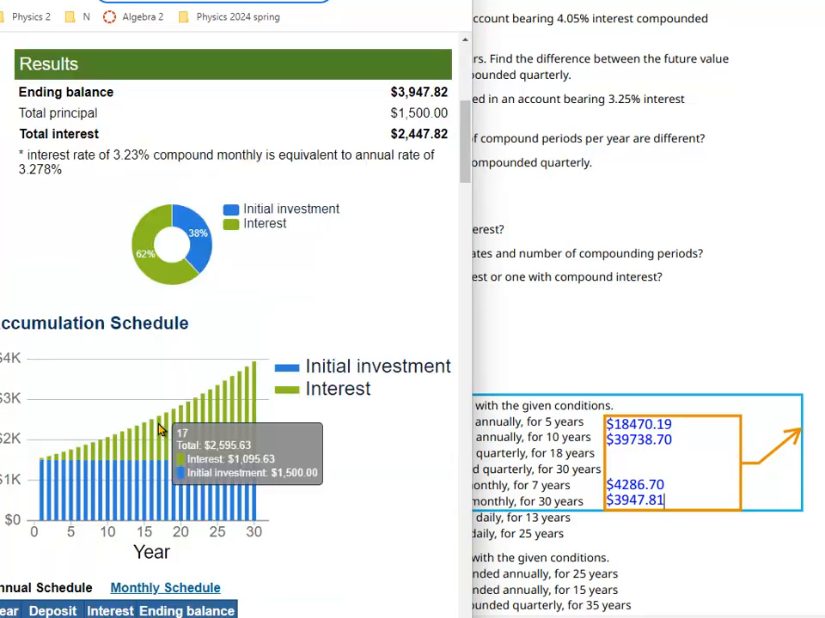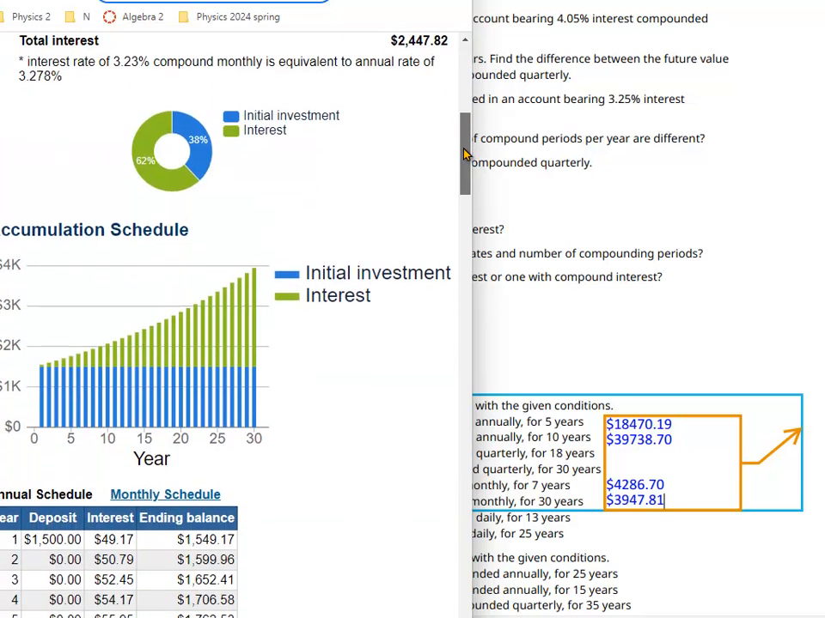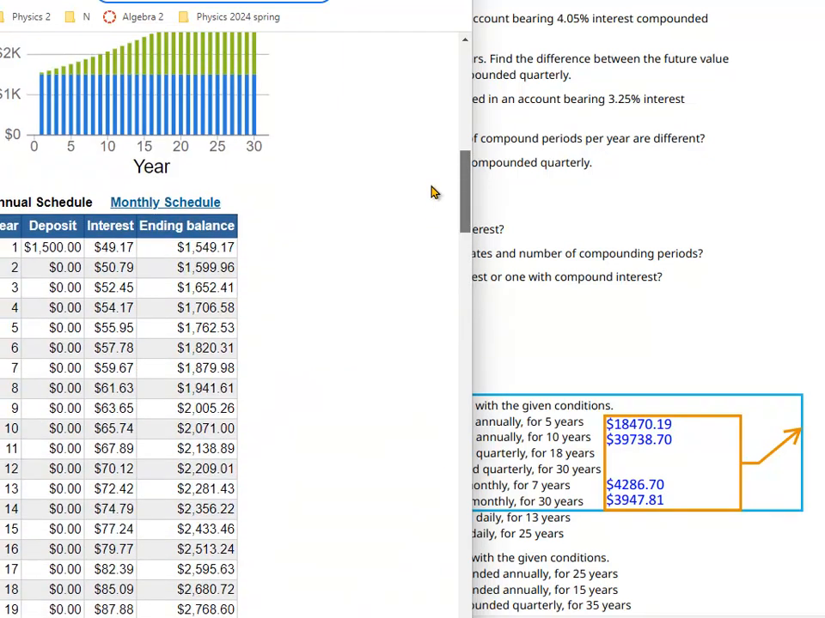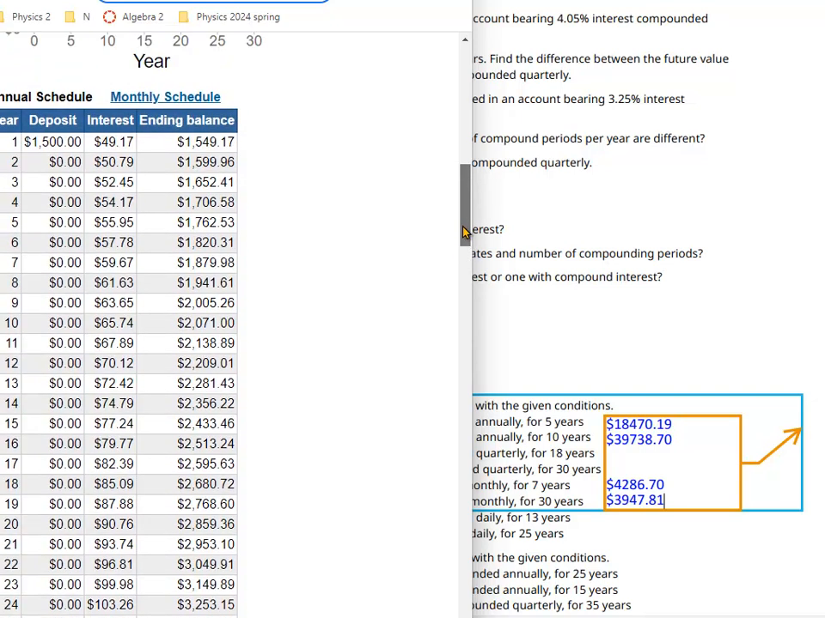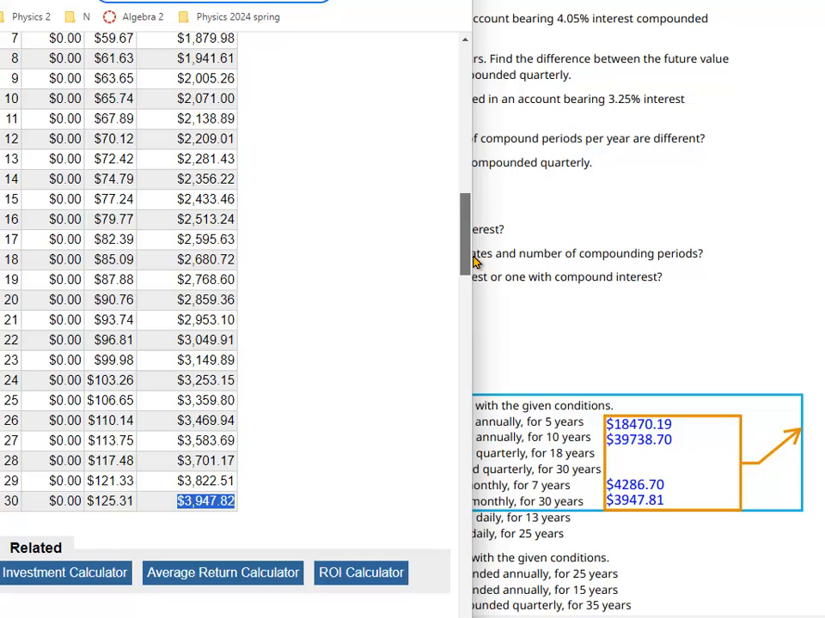There we go, calculate, and yes, it gives it to me annually anyway. There's the correct answer, $3,947.82. Oh, they rounded differently, slightly off. Again, we don't care about that 1 penny that it might be off one way or the other.